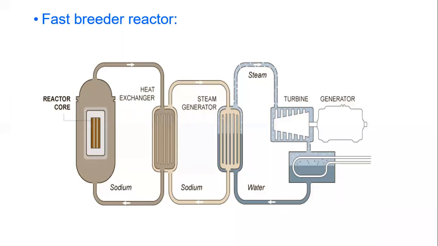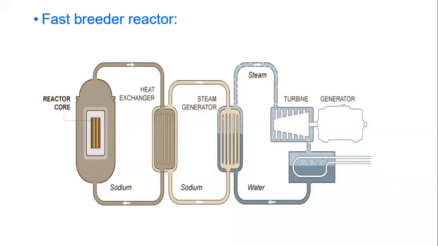The fissionable fuel core is surrounded by a blanket of fertile materials, that is uranium 238 and thorium 232. What is meant by fertile materials? They absorb the neutrons.